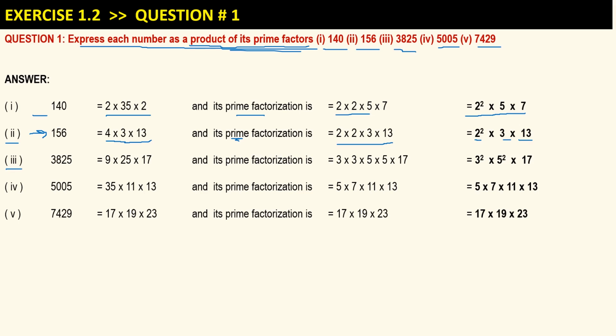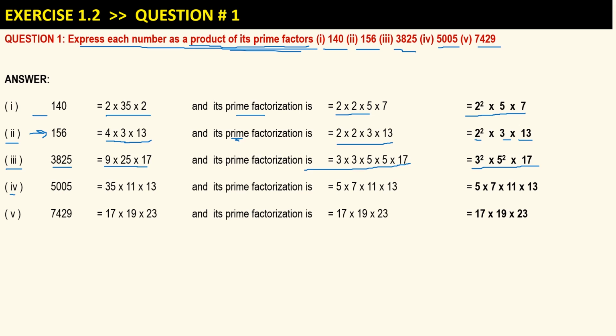The part 3, 3825, this will be 9 multiplied by 25 multiplied by 17, and it can be decomposed further into the product of its primes as 3 raised to power 2, 5 raised to power 2 multiplied by 17.